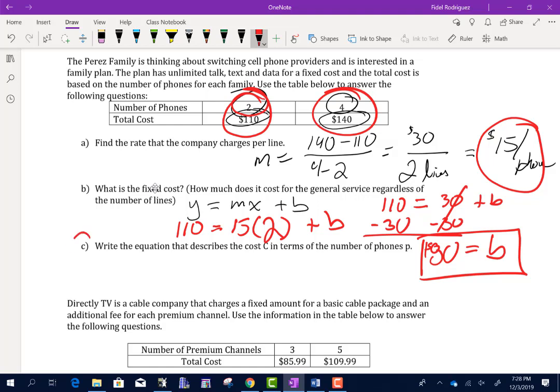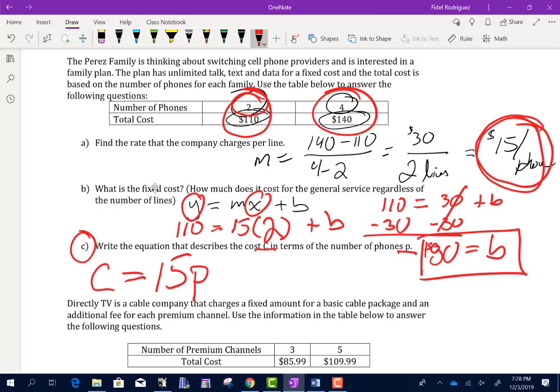Now, I want you to look at part C. Part C says, write the equation that describes the cost C in terms of the number of phones P. Okay, so instead of me using Y and X, they're telling me, hey, look, let's use C and P. So I'm going to write like this. C equals, remember the number we got for our M? 15, right? Times the number of phones P plus 80. Okay. That tells me that's how much I'm going to pay based on how many phones I have.